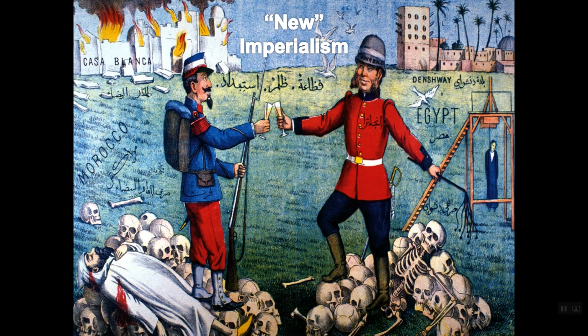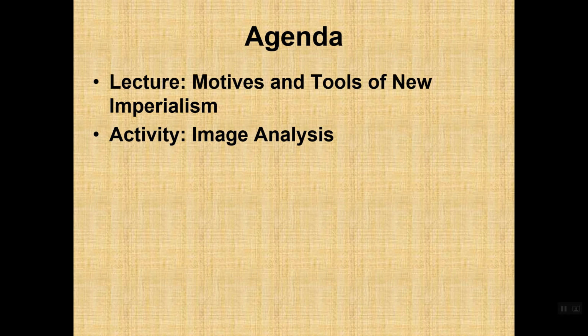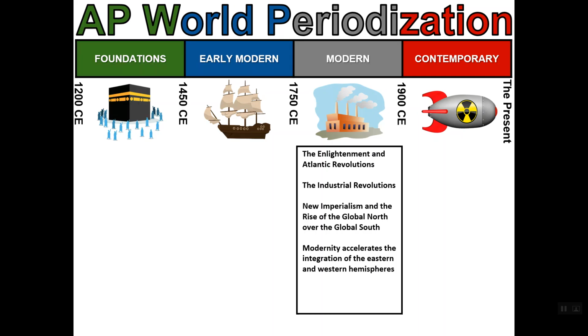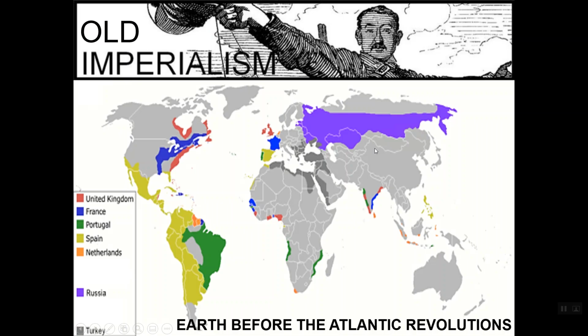New imperialism. All right, you guys ready for this? It's not the old imperialism, but the new one. So this is a lecture on the motives and tools of new imperialism, and we're going to do an image analysis after this lesson. So what we're talking about today is new imperialism from 1750 to 1900. Actually, 1900 would be about the height of that new imperialism.